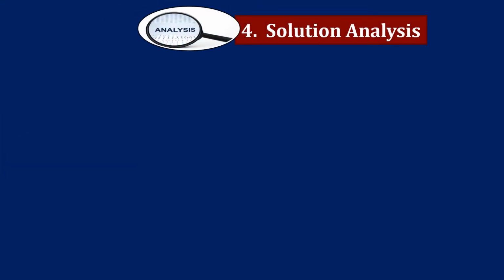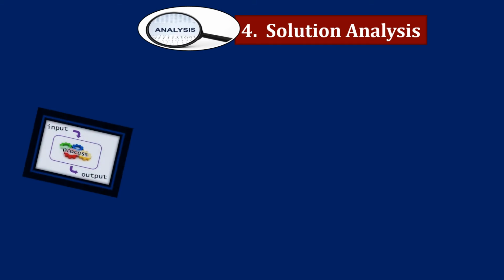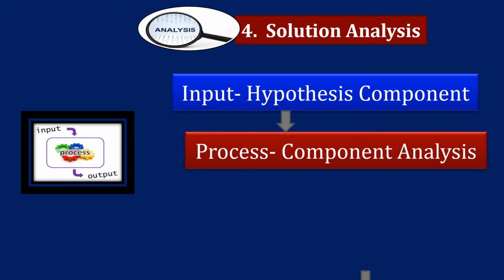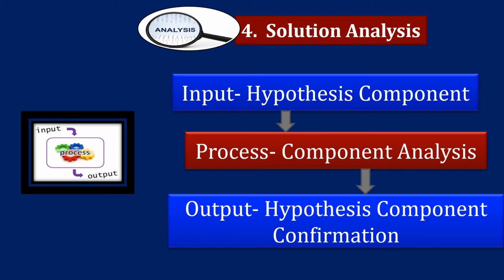The fourth phase is solution analysis. The opportunity spelled out in terms of the title of the PhD thesis normally consists of several components of a hypothesis. So, for each of these components, an analysis is carried out in this phase to confirm the feasibility of a solution. Thus, the input to this phase is a hypothesis component. The process is hypothesis component analysis to explore the feasibility of the solution. And the output is a confirmed hypothesis component.